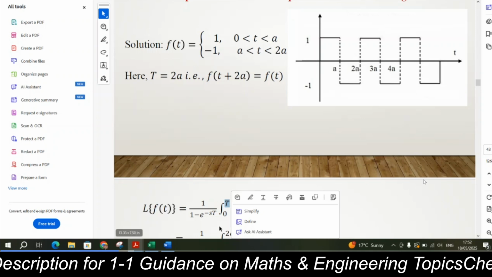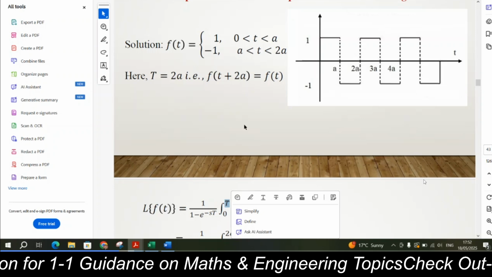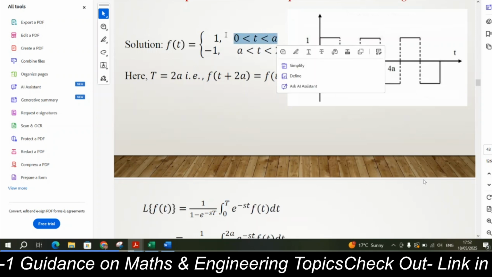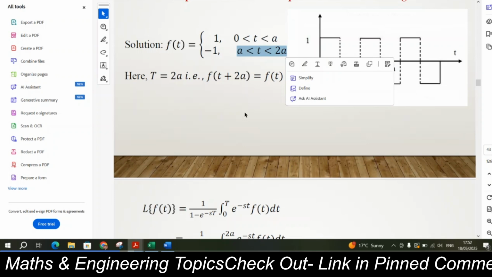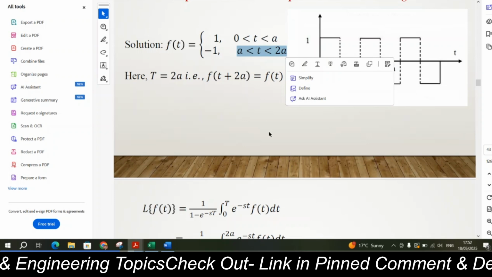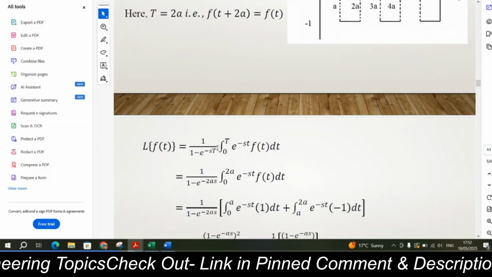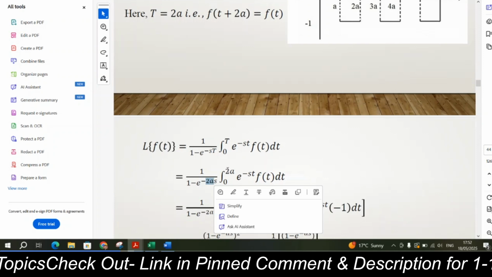F of t, you will keep it as f of t, but because this is 2a, you will split the function. So 0 to 2a, you will split it from 0 to a, where f of t will be 1, and from a to 2a, f of t then becomes minus 1. Okay, so that's what is happening.